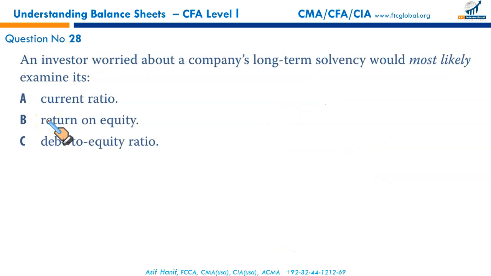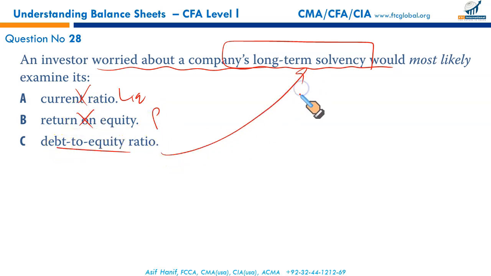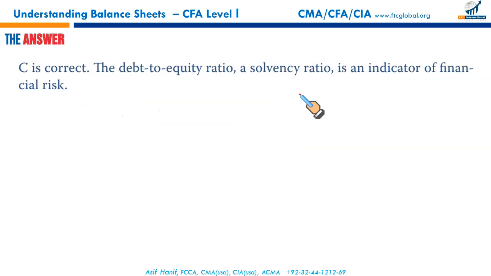A. An investor is worried about a company's long-term solvency. Long-term solvency. Current ratio measures liquidity. Rejected. Return on equity is a profitability measure. Rejected. Yes, debt to equity is one of the solvency measures we discussed a little while earlier. C.